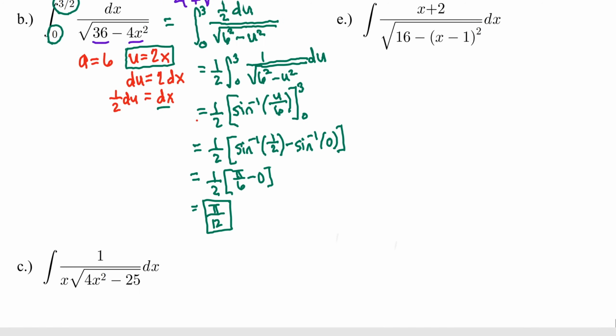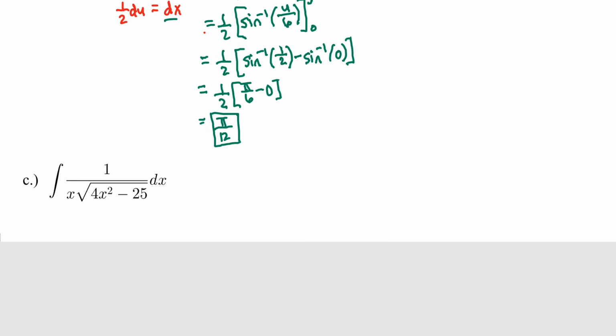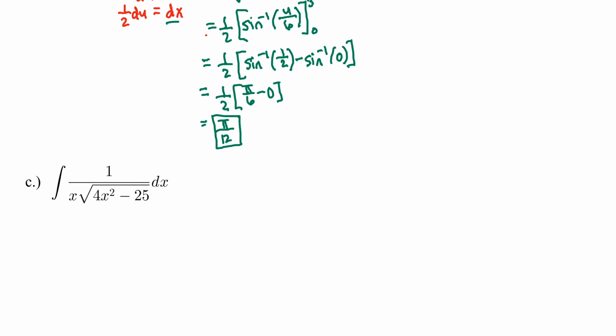Let's try another example. See, the integral of 1 over x times the square root of 4x squared minus 25 dx. First of all, notice the order of the difference of two squares under the radical. We're starting with the function of x and finishing with the constant. So we need to identify a and u.